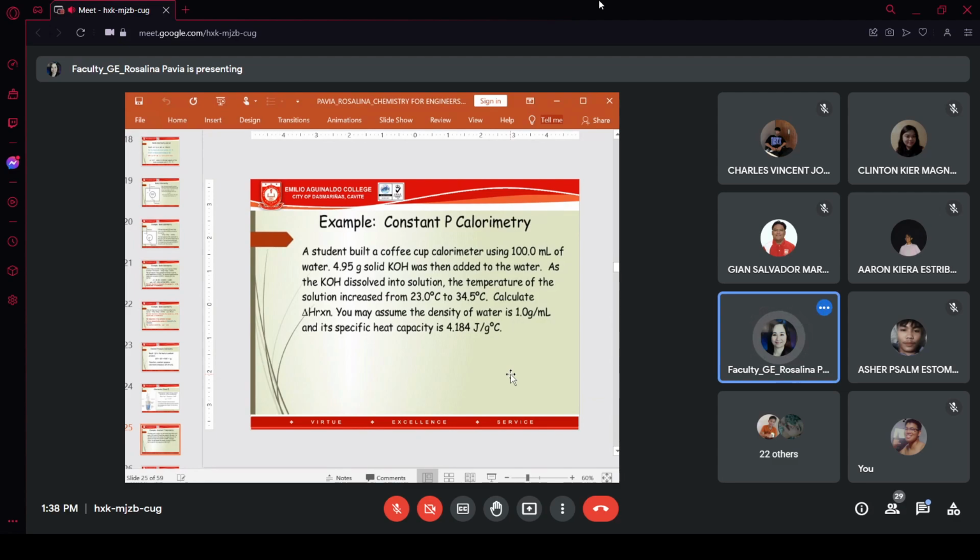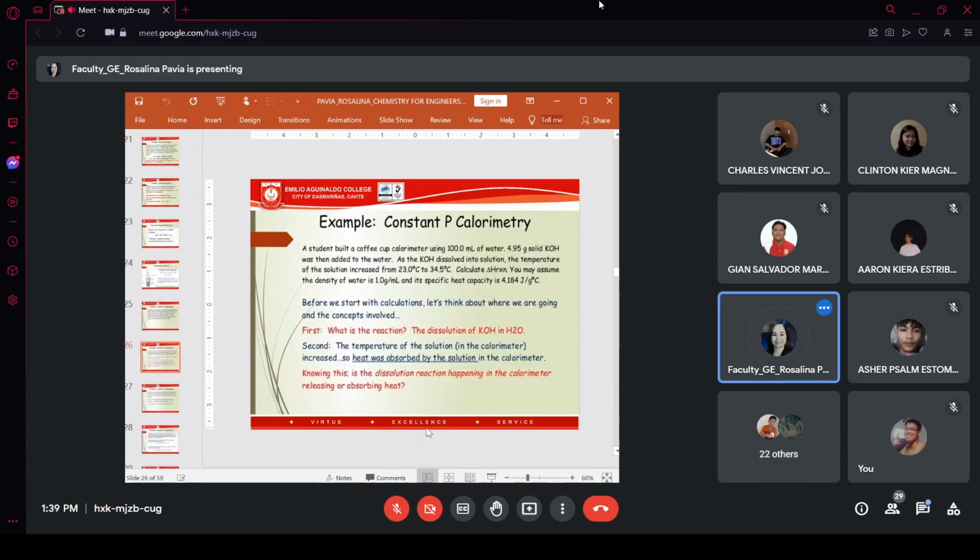So, how do we find it? Of course, we solve for Q. Diba? Before we start with the calculations, let's think about where we are going and the concepts involved. What is the reaction happening? It is the dissolution of potassium hydroxide in water. Dinidissolve natin yung potassium hydroxide sa tubig inside the calorimeter. Second, what is the temperature of the solution in the calorimeter? Okay? The temperature of the solution in the calorimeter increased, so heat was absorbed by the solution in the calorimeter. Knowing this, is the dissolution reaction happening in the calorimeter releasing or absorbing heat? Yun yung sasagutin natin.